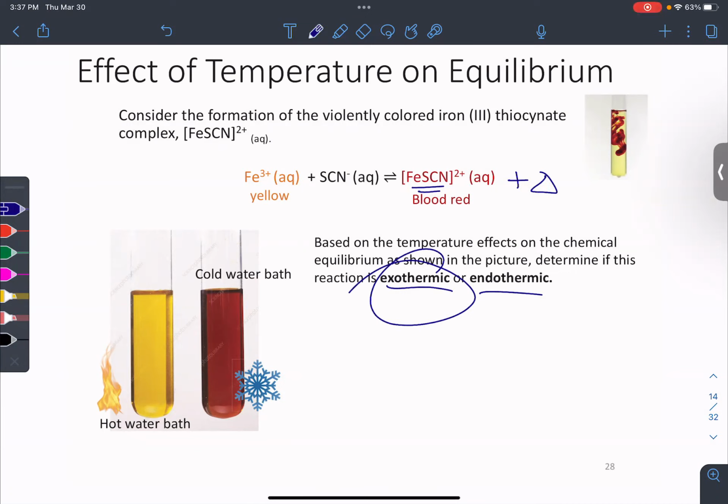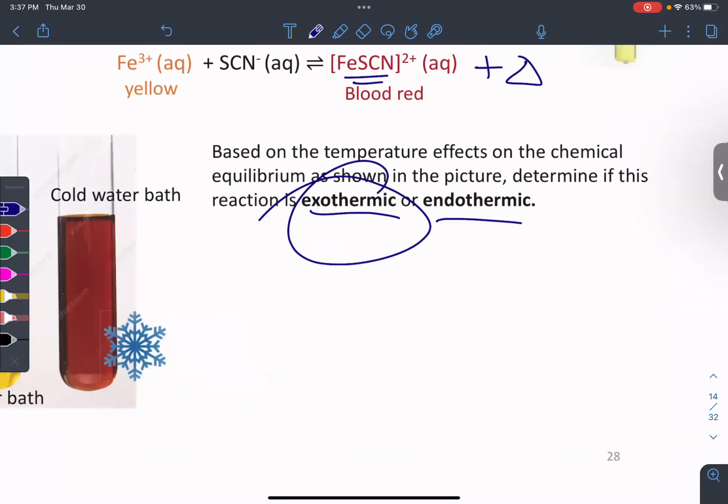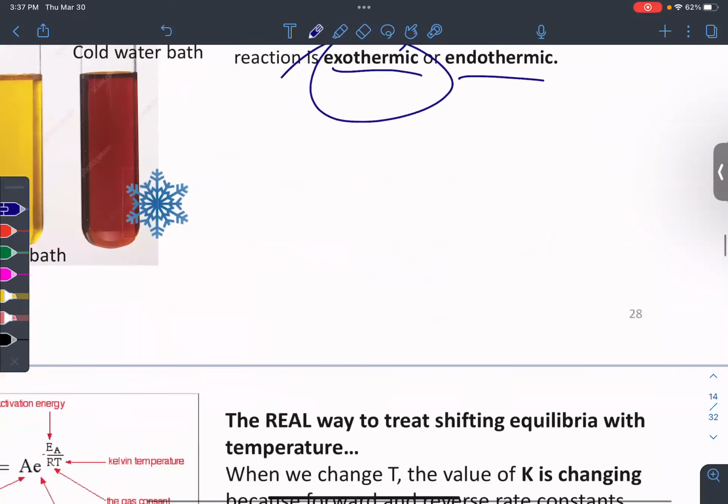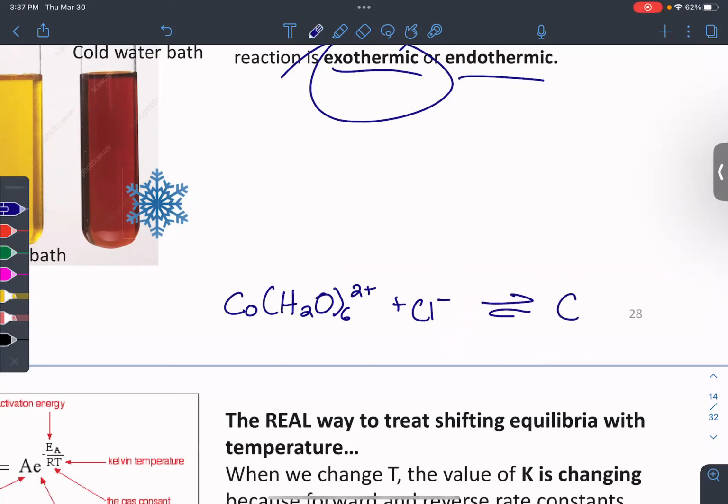All right, so let's do a demo where we disrupt equilibria. I have a bunch of test tubes here. The system that I'm studying is this cobalt system, cobalt with a bunch of waters on it. Equilibrium. I should have written this down beforehand. This is not balanced, but don't you worry. 2- and H2O.